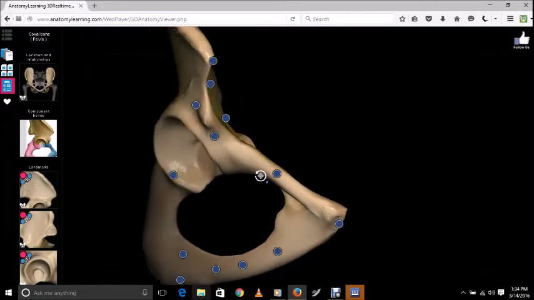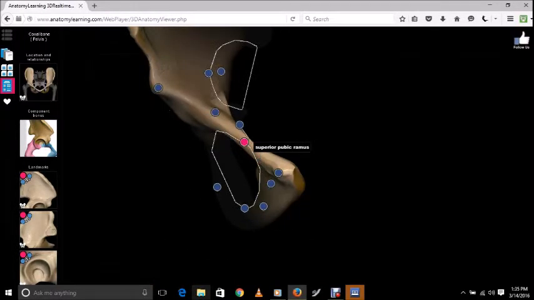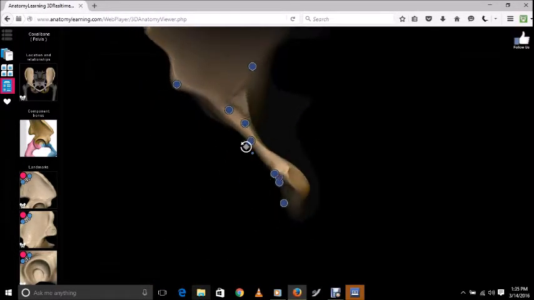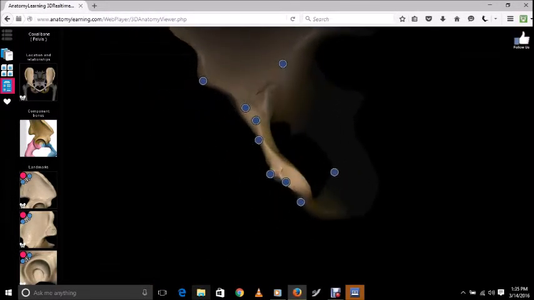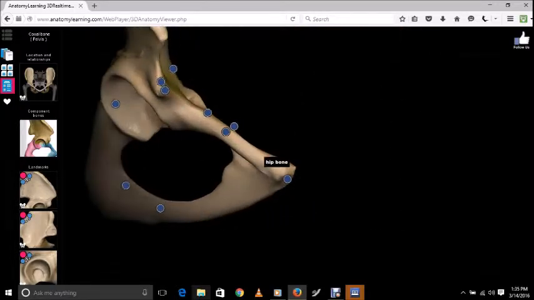And the ramus, as well as the rest of the pubis, is important for connection with muscles on the internal portion of your thigh. Here, we're looking at the pecten. This line right here is called the pecten of the pubis. The pecten. And this is an important marker for one of those internal thigh muscles.